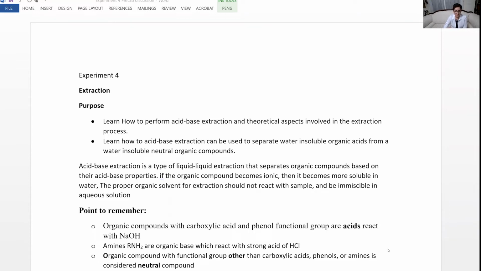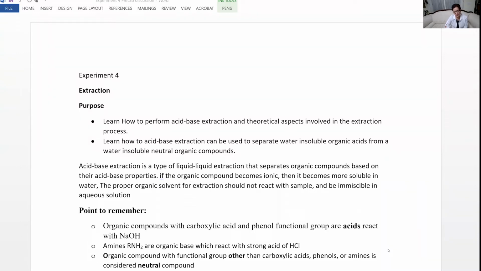So the purpose for this experiment, first of all, is to learn about extraction. And second, we are going to perform the experiment and separate water-insoluble organic acids from water-insoluble organic neutral compounds. So we are going to have a mixture of organic acid and organic neutral compound, and we separate them by extraction. So the acid-base property of this organic compound is going to be used.